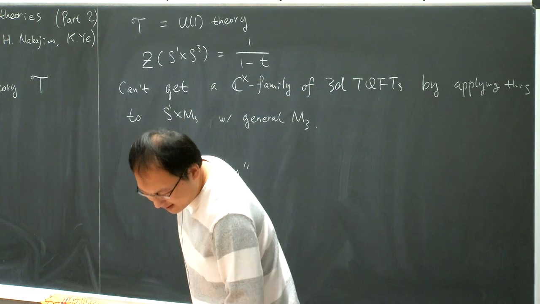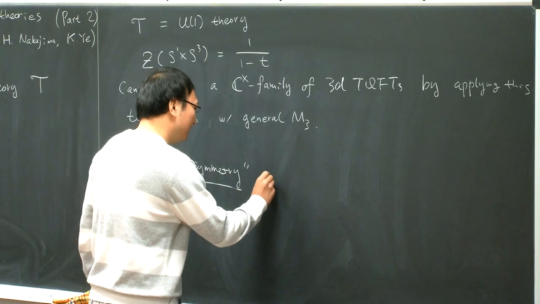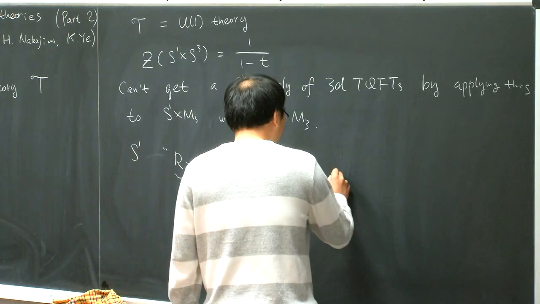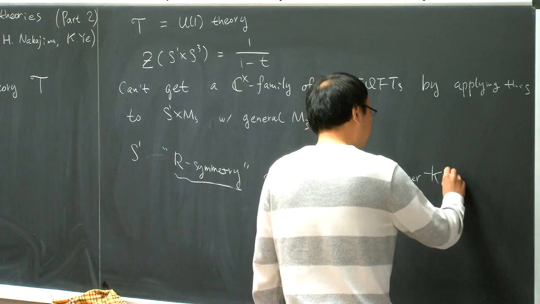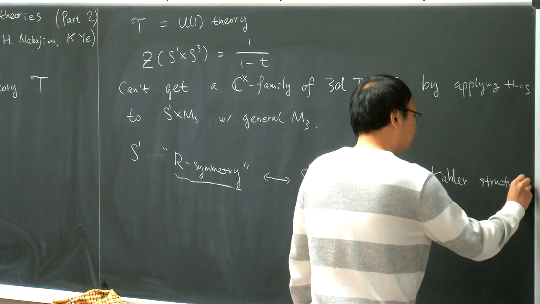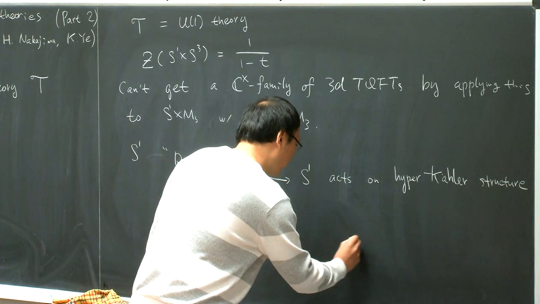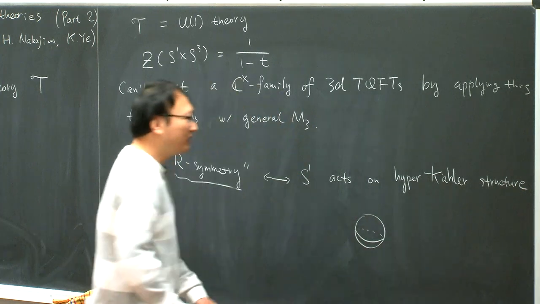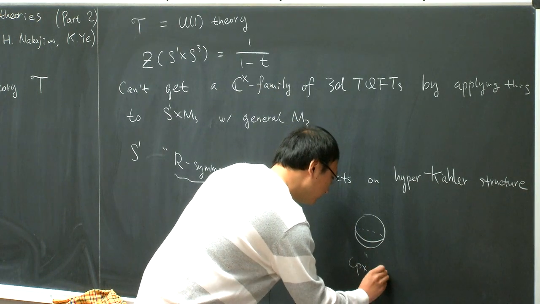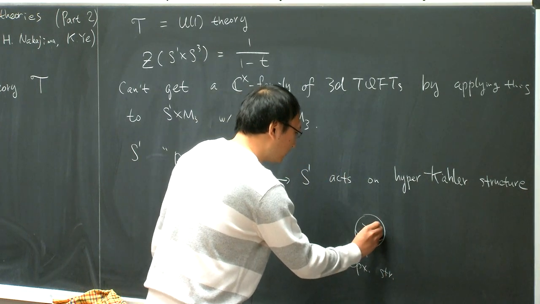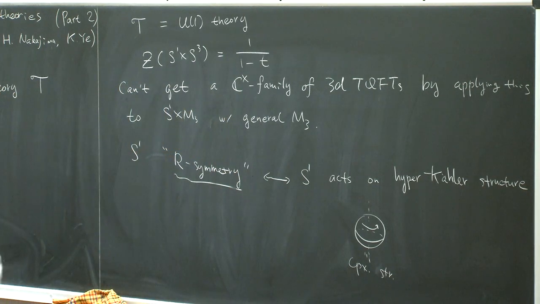So what's exactly the geometric meaning of having an R symmetry? Geometrically, this means that the S1 will act on the hyperkähler structure. So for example, it will act on complex structures. Recall that given a hyperkähler metric, we have CP1 worth of compatible complex structures. And this S1 will rotate this two-sphere in a way that looks like this. And you have already seen this in Hiroko's lecture.